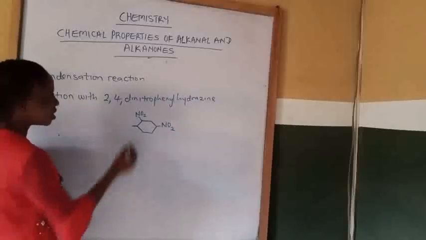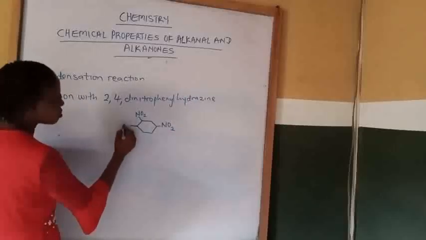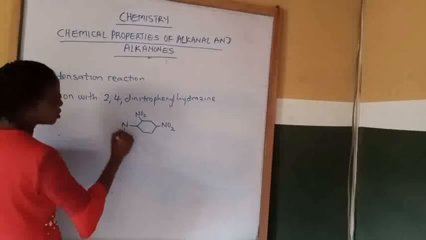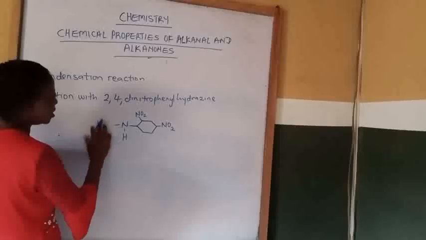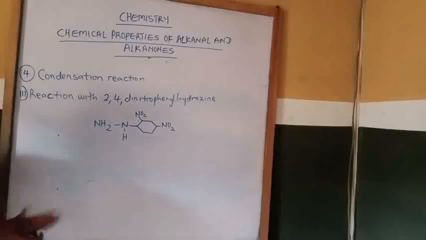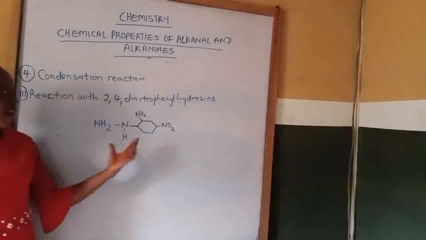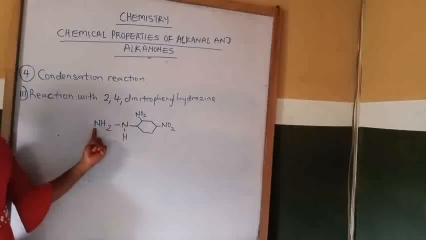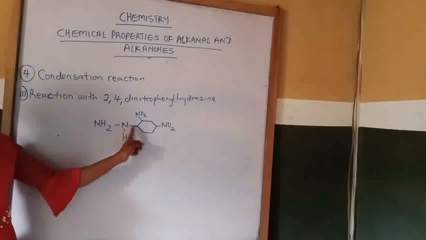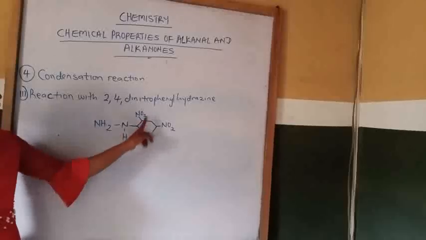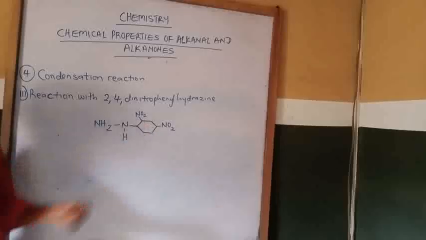Then we attach our what? Hydrazine. So hydrazine is now what? NH, then NH2. So this is the structure of 2,4-dinitrovinyl hydrazine. The hydrazine is NH2 because there is loss of one hydrogen atom here to connect with what? The vinyl. To connect with the structure of vinyl.